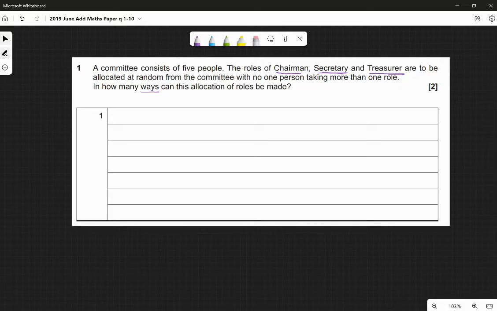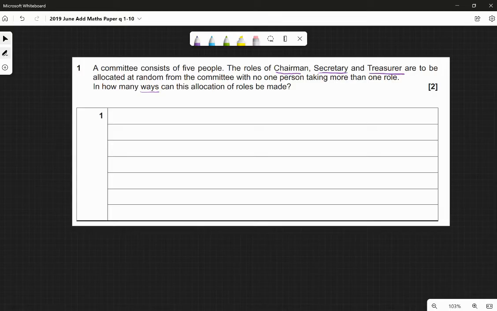So we're not just choosing a committee of 3 people from the 5, in which it wouldn't matter the order. Here we're choosing specific roles. So it matters who we choose as chairman. It matters who we choose as secretary. It matters who we choose as treasurer. So this is talking about permutations.